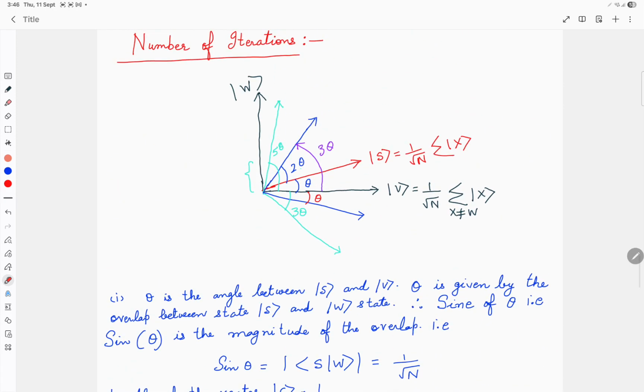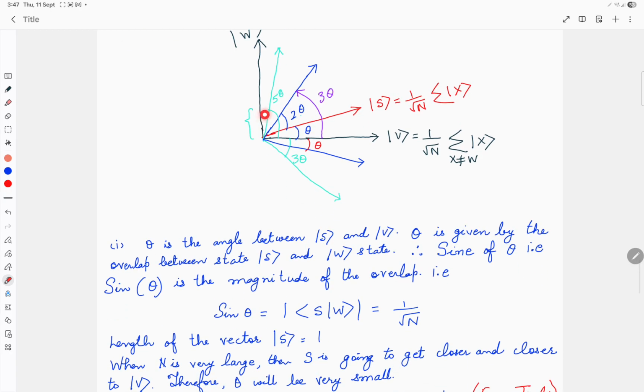Now theta is the angle between ket S and ket V. Theta is given by the overlap between the state ket S and ket W. So theta is the angle that is given by the overlap between the S state and the W state, which is given by this angle, right? Sine of theta is the magnitude of the overlap. So this portion will determine the overlap of W with S. So this becomes the height of the overlap between W and S, which is given by sine theta, right?